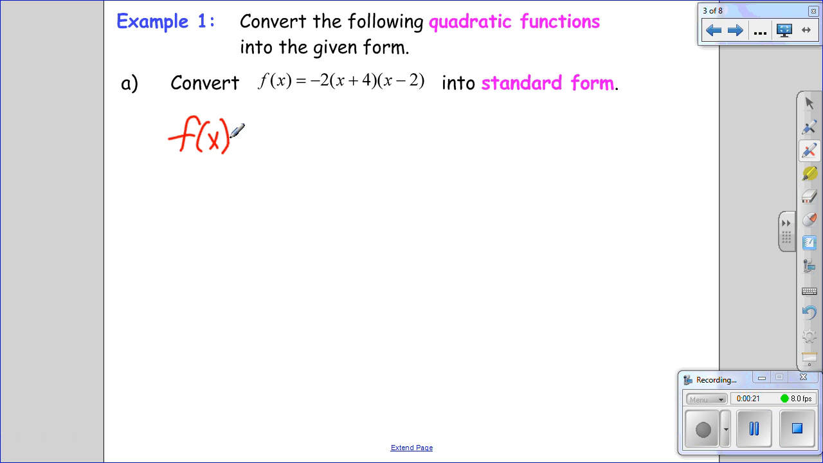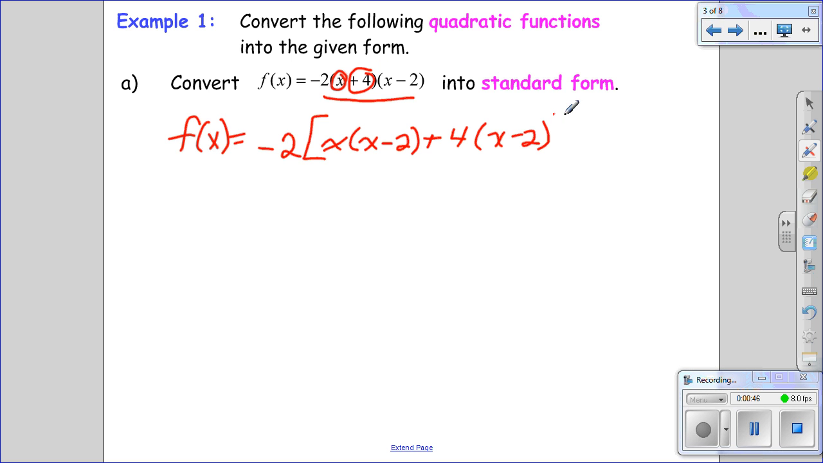So the easiest way to do this, though, because it doesn't matter whether we multiply a times b times c or b times a times c, we still get the same answer, I always choose to deal with the two brackets first, the two binomials. So I'm going to distribute this x into the x minus 2, and then I'm going to distribute this positive 4 with the x minus 2. And notice I use big brackets because at the end of it, I've got to multiply it all by negative 2.